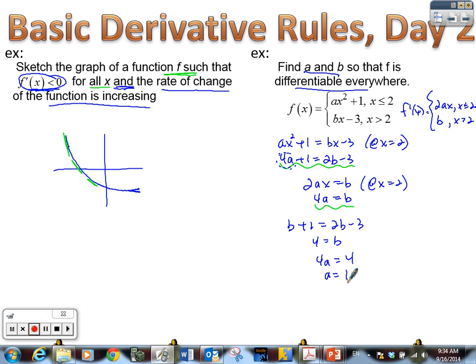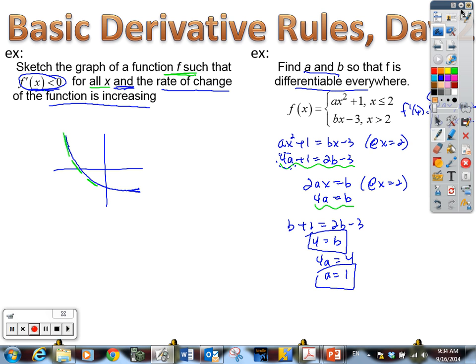So my answer, find a and b. So we know a is equal to 1 and b is equal to 4. So we've solved that. Now we're continuous and differentiable. Okay? We good? All right, we have one more page. So let's go to our next slide.